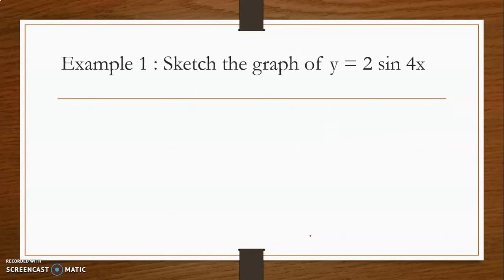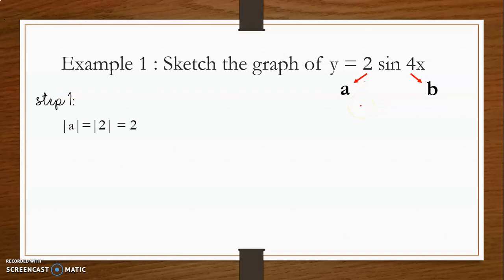So let's proceed now with our first example. Sketch the graph of y is equal to 2 sine 4x. By just looking at the equation, we can identify some of the variables. We have our a and we have our b. So our a is 2 and b is 4. We'll proceed to the first step. Identify the amplitude. Our amplitude is just the absolute value of 2, so that is 2. And our period is 2 pi over the absolute value of b. Substitute the 4 and you get pi over 2.